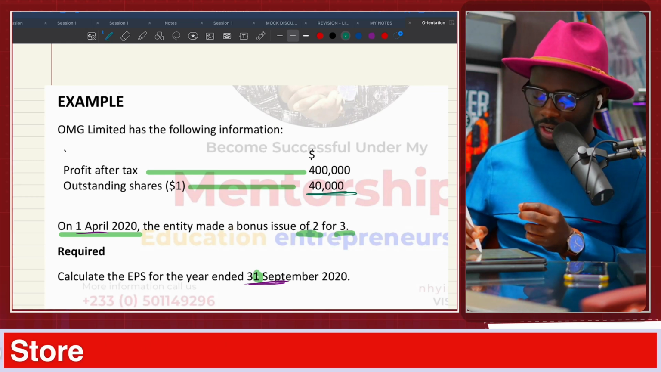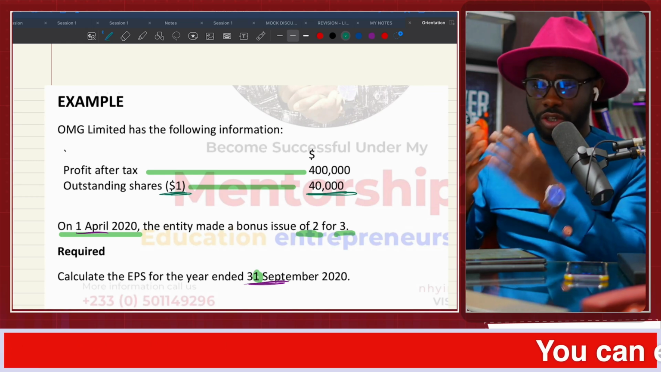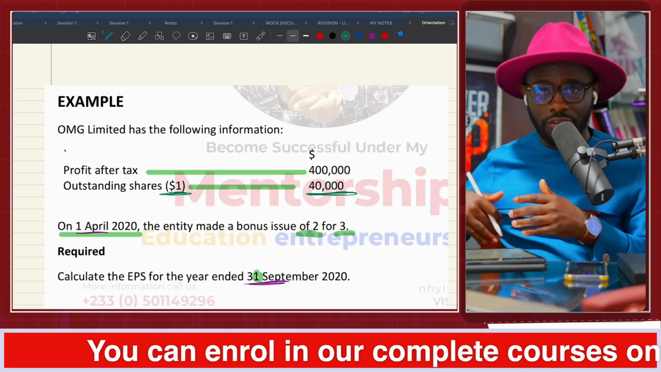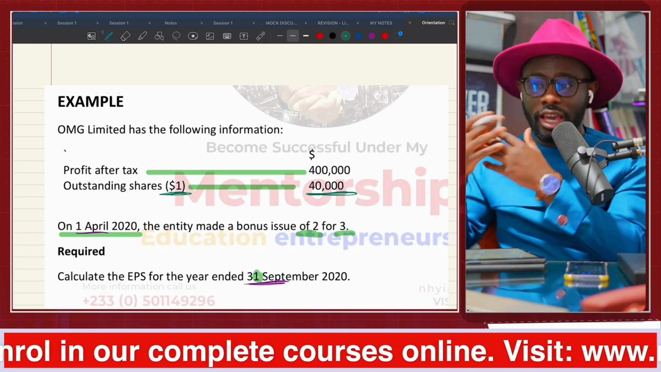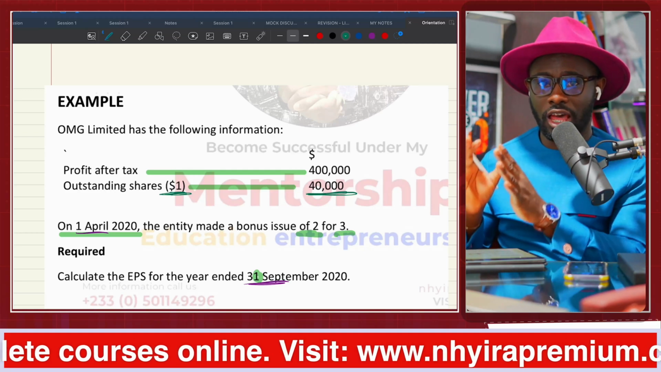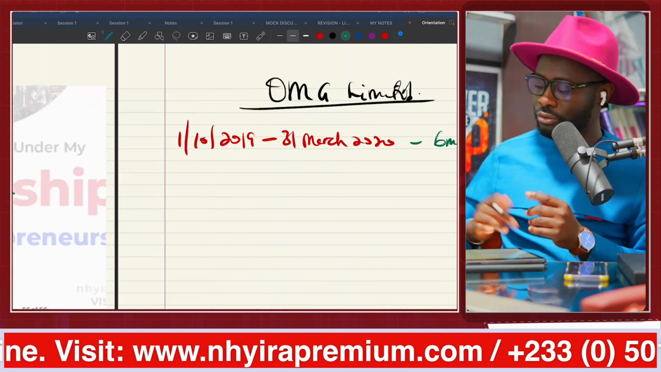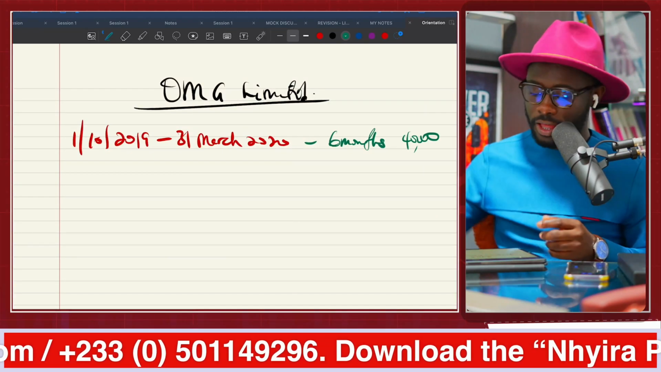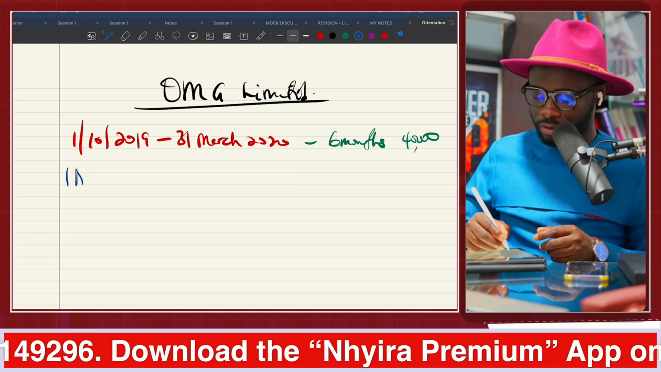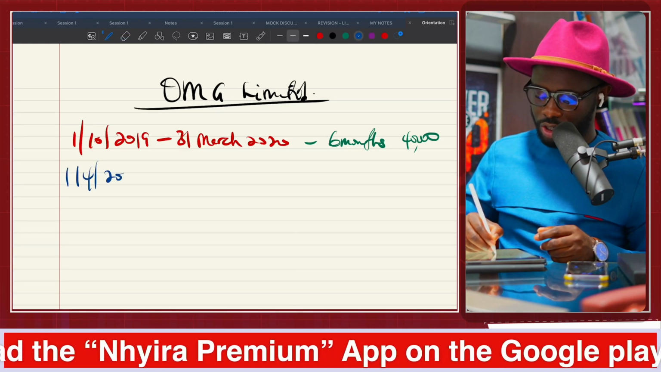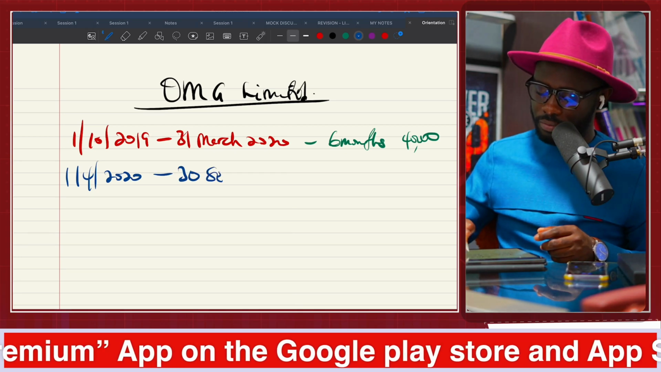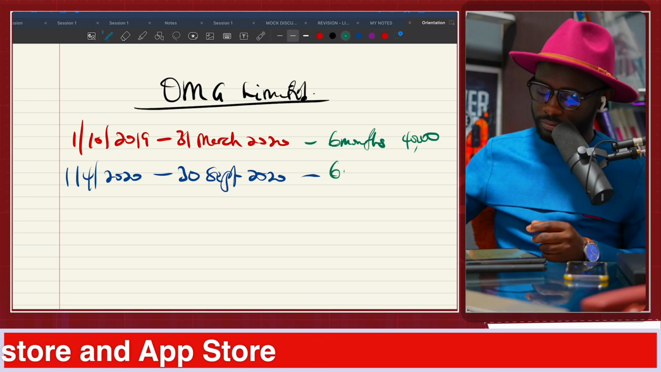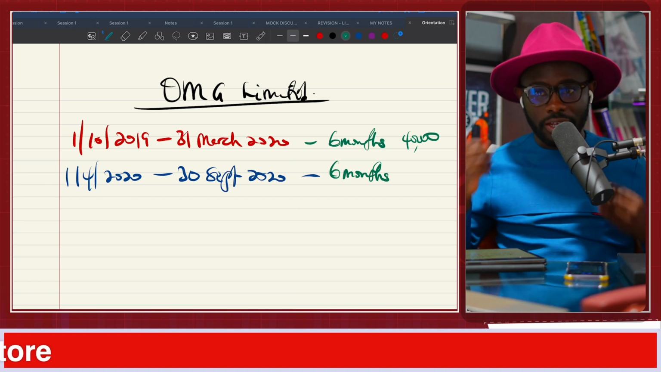Now remember, the nominal value of the share is $1. So it means the number of shares will still be 1. If it was 0 point something, it would have divided. But 40,000 divided by 1 is still going to be 40,000. So no cause for alarm in respect of that. Right? So for the 6 months, we had 40,000 shares outstanding. Then from 1st April 2020, when they did the right issue, to the year ended 30th Sep 2020, I think that will also be another 6 months. So we bring that up, and that is another 6 months.